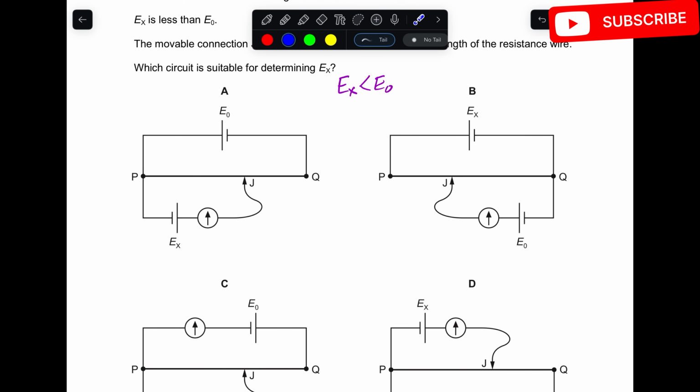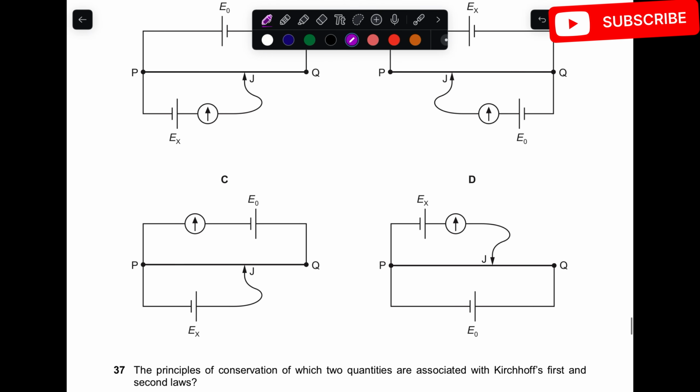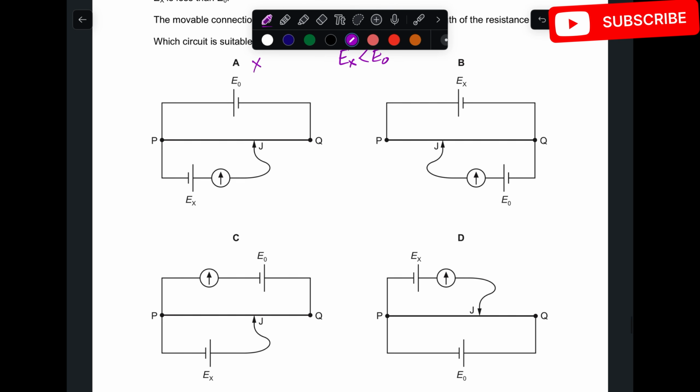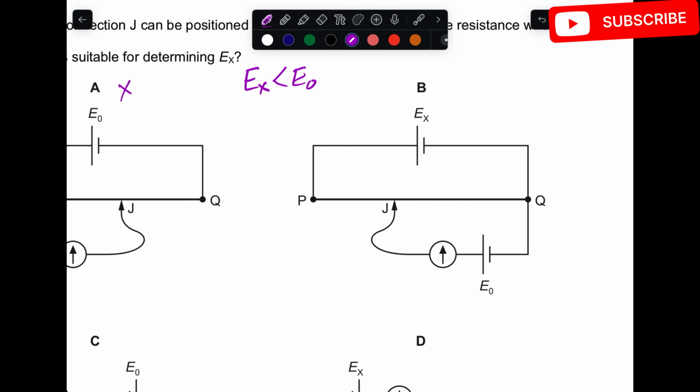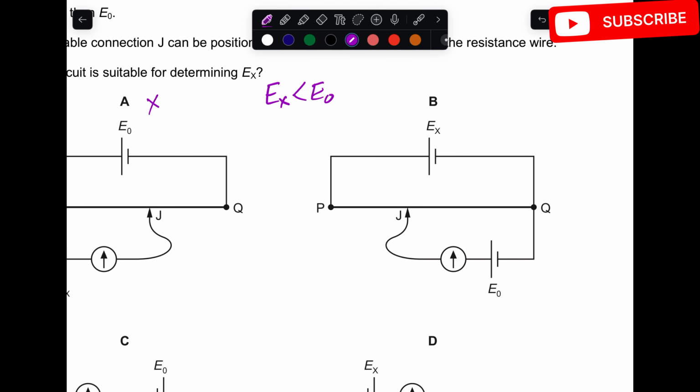But in this case, this is the positive terminal and this is the negative terminal, they are never going to oppose each other, so this will not give you a null reading. So A is not an option. Let's check the B option. In B, Ex is there above and this is there. Ex is less.